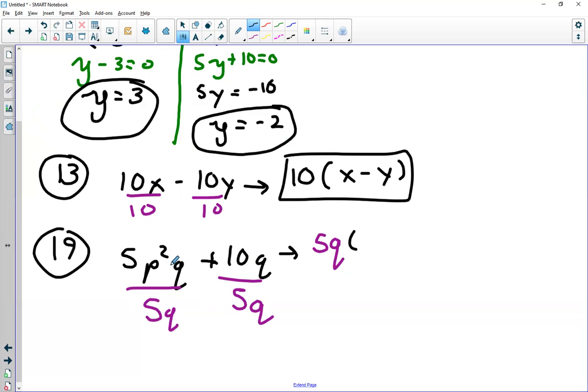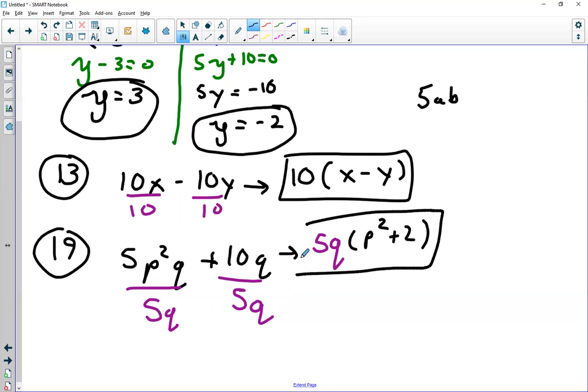It's all one group, so you don't want to think of it as 1, 1, 1. They're all one pair. So the 5 is connected to p squared, which is also connected to q. P squared plus 5ab is one term. Okay, so this is going to be 5 divided by 5 disappears. Q divided by q disappears. You only have p squared plus 2. And then over here, 10 divided by 5 is 2. Q divided by q disappears. So it's just that.